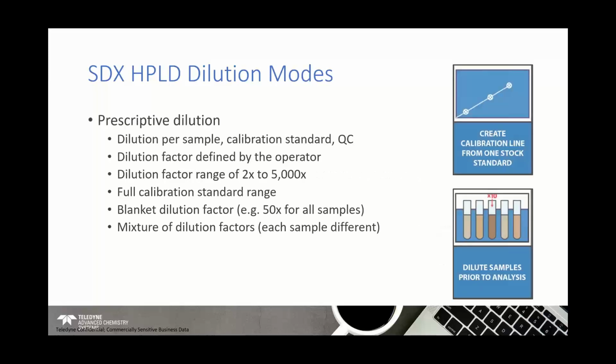Now, the prescriptive dilution. What we can do is establish a dilution factor within the range of 2-fold to 5,000-fold for everything in our batch list, again, if we were so inclined. So we can establish a dilution factor for each sample, each of our calibration standards, our QCs, our blank, if that's how we wanted to approach it. And those dilution factors are defined by the operator, by the analyst.